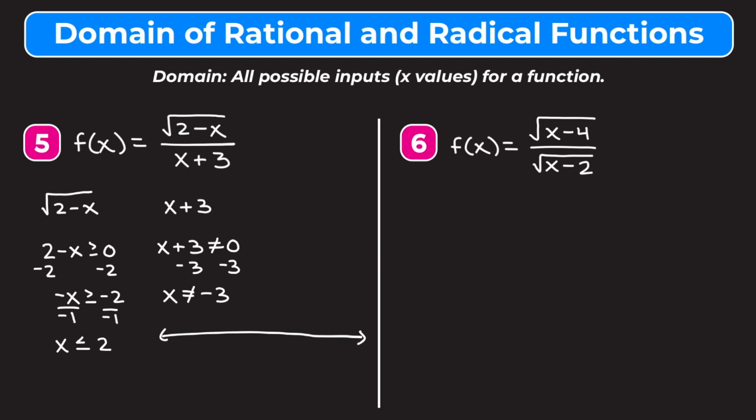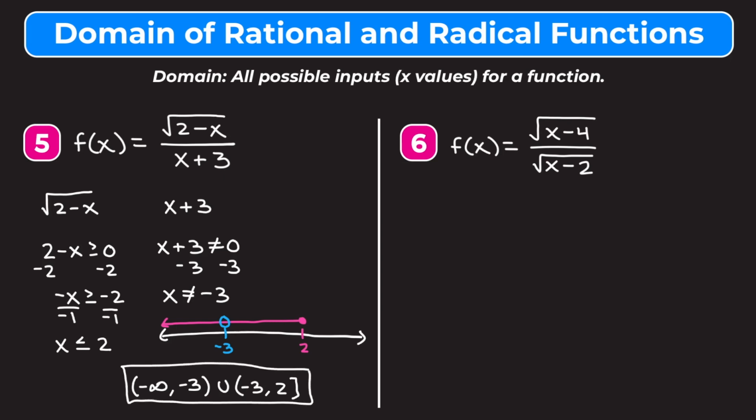So our first domain, and we'll put 2 right here, says that x can be anything below 2. But our second one says that x cannot be negative 3. So we need an open circle at negative 3. And now I'm going to write this in interval notation. So what this is saying is we can go all the way from negative infinity up to negative 3, but it can't equal negative 3. And then we can go all the way from negative 3 up to positive 2, including 2. So this is how we can write our domain in interval notation.